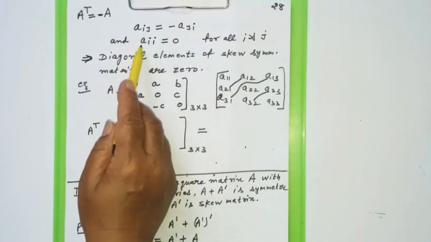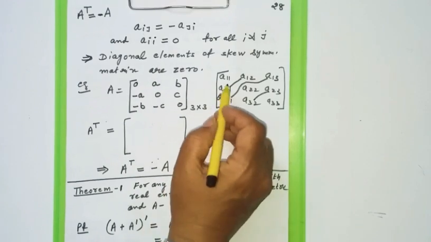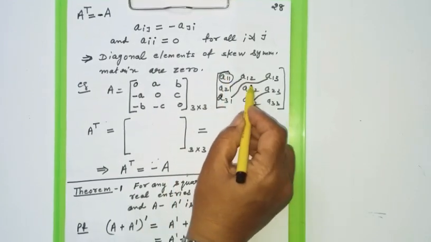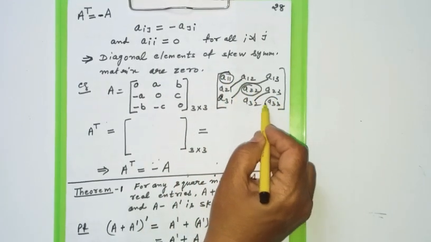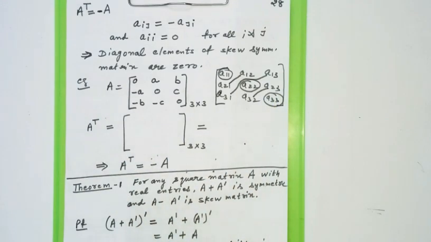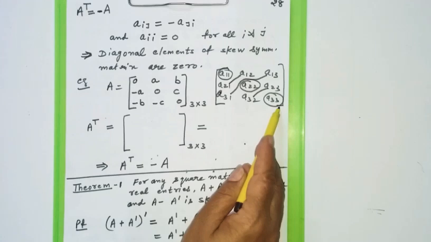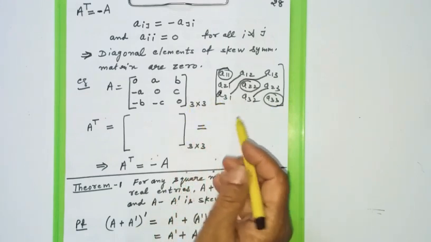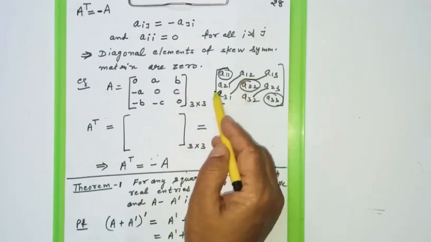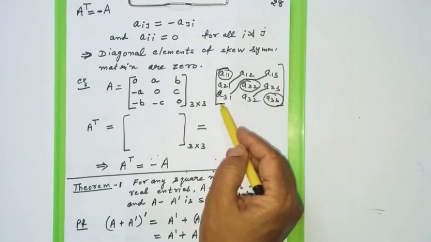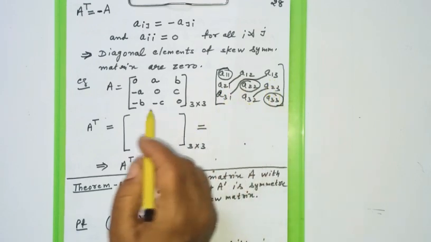And second thing is Aii is 0. That means A11 will be 0, A22 will be 0 and A33 will be 0. So in a skew symmetric matrix, all the diagonal elements are 0 and all the non-diagonal elements are such that A12 is equal to minus A21, A13 equal to minus A31, A23 equal to minus A32.